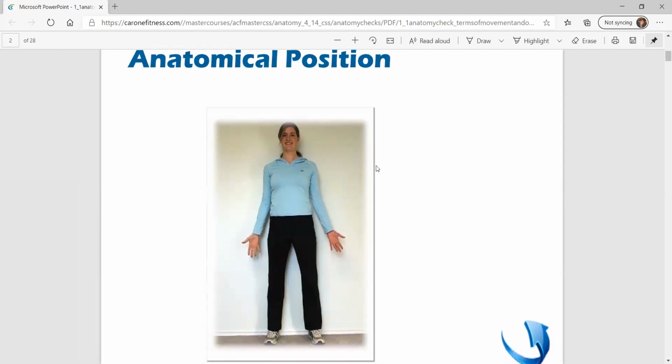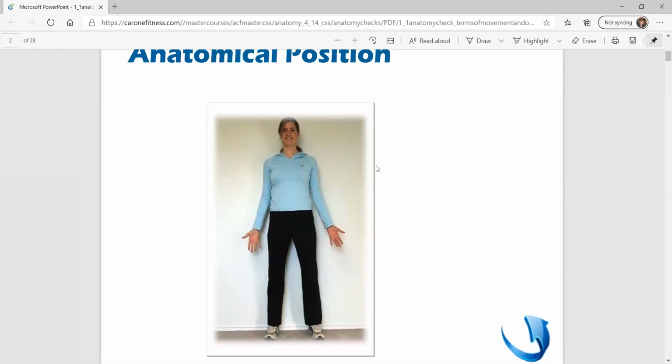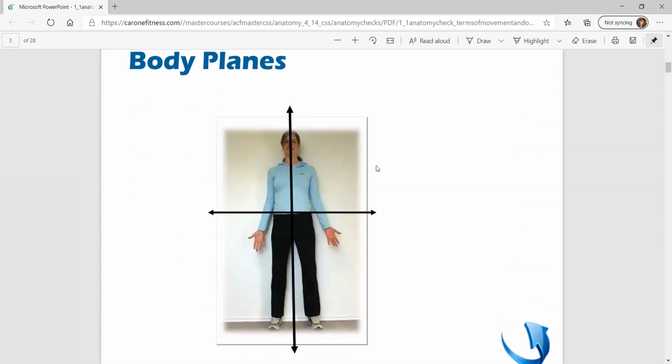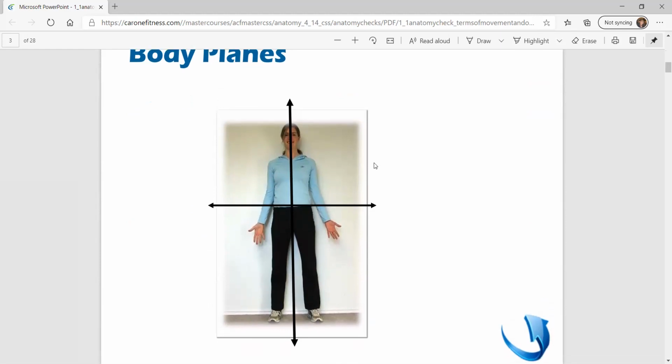Anatomical position, that is just our baseline. Here's the body. We divide the body into planes, as you can see here. That just makes it easier to refer to the body if everyone knows what part we're talking about.